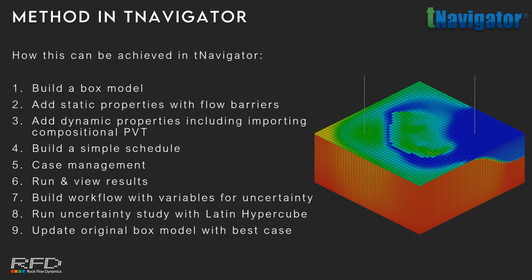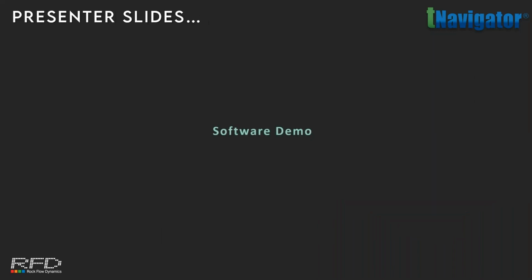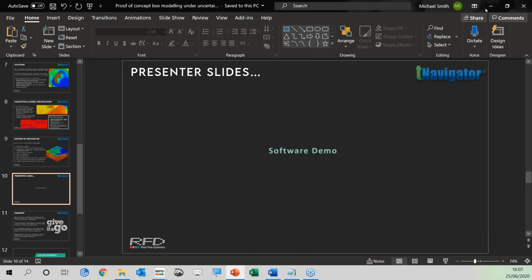We'll run the model, view the results, and after that, we'll go forward into the uncertainty. So we'll build a workflow that saves as a Python script in the background and add some variables to this, run the uncertainty study with the Latin hypercube algorithm, and we'll then pick the best model and update our box model with those best variable values. Okay, so we're just now going to go into the demonstration here.